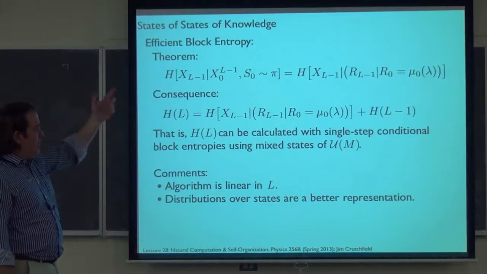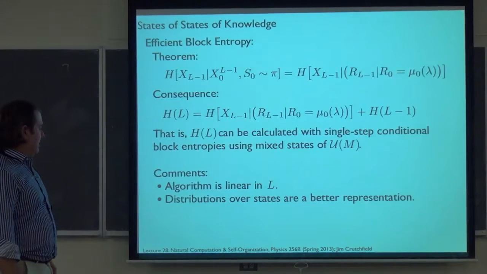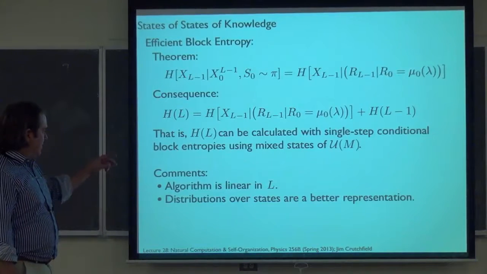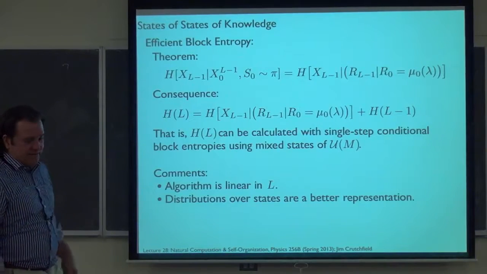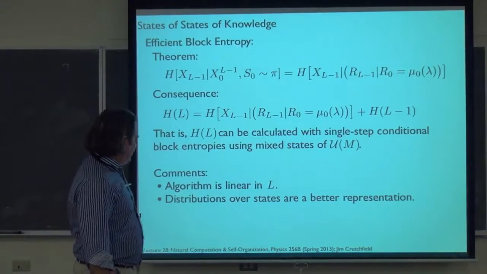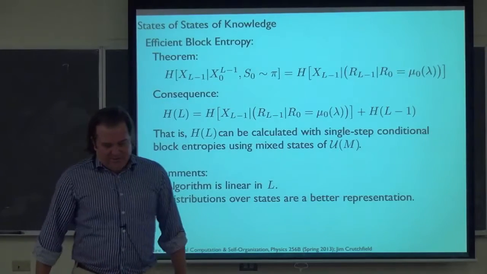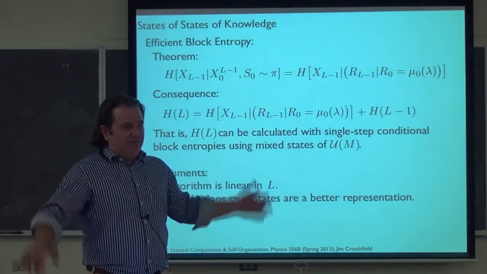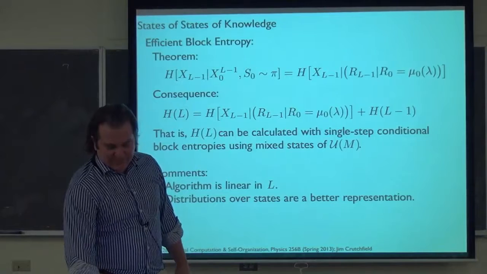And the result is an algorithm that's linear in L. That's why we could even show you that previous random XOR estimate of E. And why is this happening? Well, it's just that state distributions are great ways of summarizing the past. That's the whole lesson here, or trick.